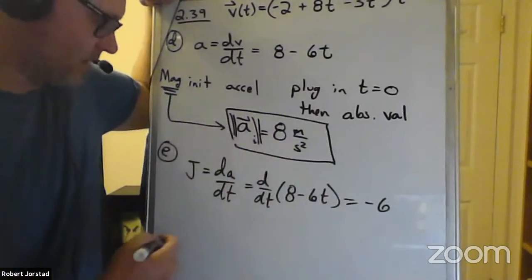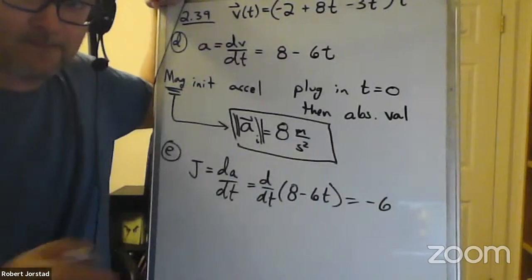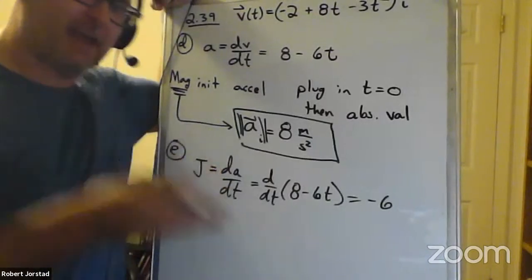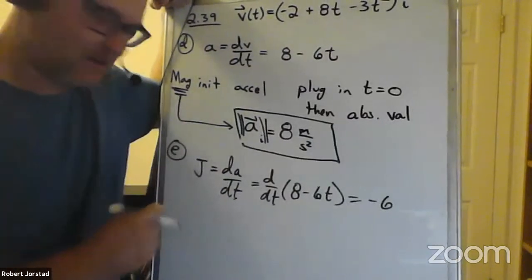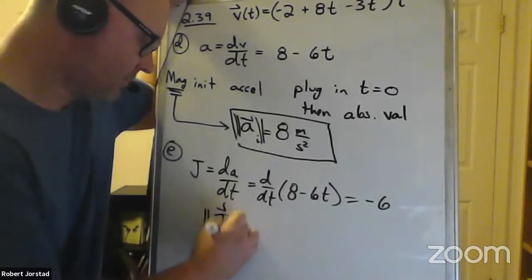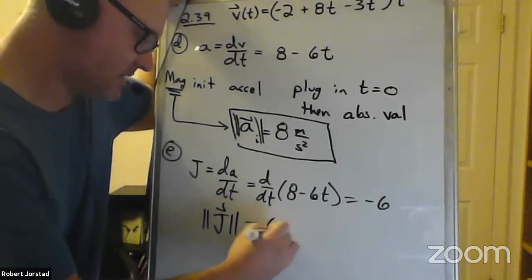So did I answer the question? Why is this one not absolute value? That's what I was asking. Nice job. So I did not ask for the jerk. I asked for the magnitude of the jerk. So the magnitude of the jerk would be the absolute value, which would be 6.